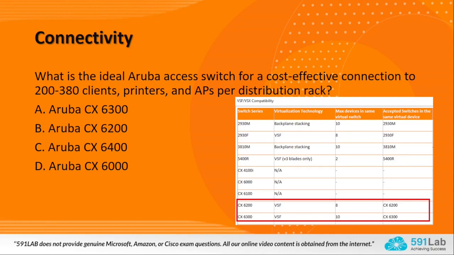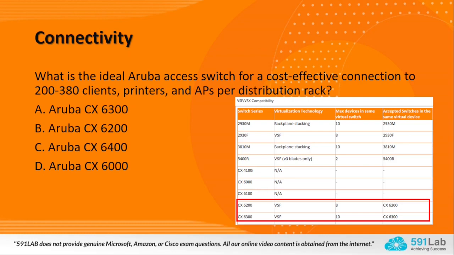Option B is Aruba CX6200. This supports VSF stacking up to 8 members, which can give a maximum of 384 ports with 48 port switches. That is not sufficient to terminate all the said devices, because almost 380 are wired clients, and then you have to add printers and APs. So it's not sufficient. So option B is not correct.